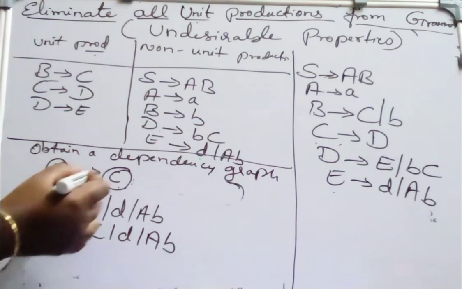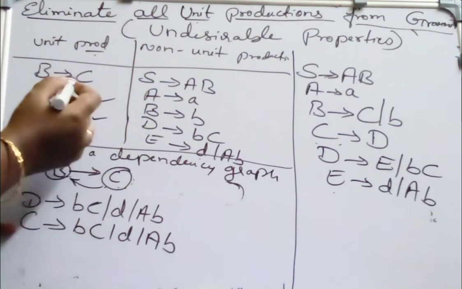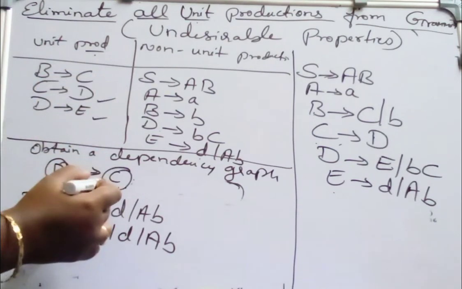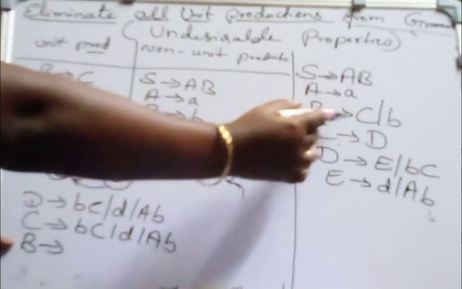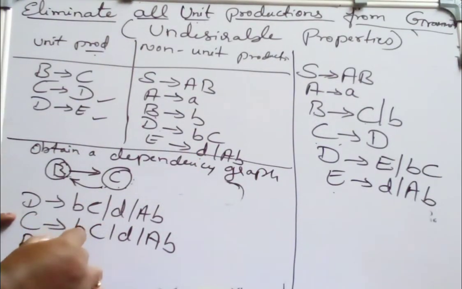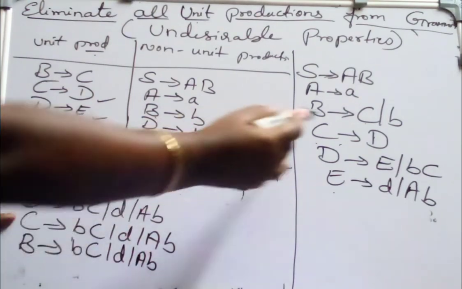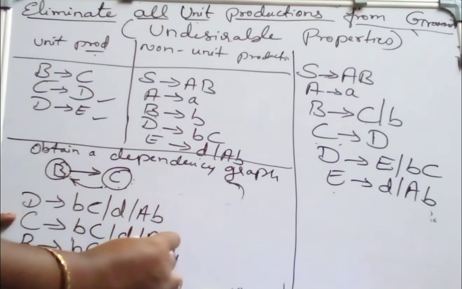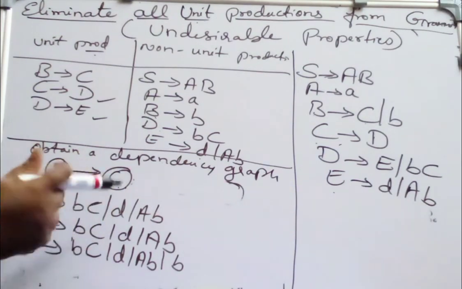B derives C, right? The unit production. C derives D we completed, D derives E we completed. The next unit production is B derives C, so whatever is there in C should be copied to B. What are the productions for B? B derives C or B. C means the new C productions we should copy, that is BC or D or AB. These are the contents of C. B derives C or B, you write B as it is. So we wrote now for D, C, B from the dependency graph.